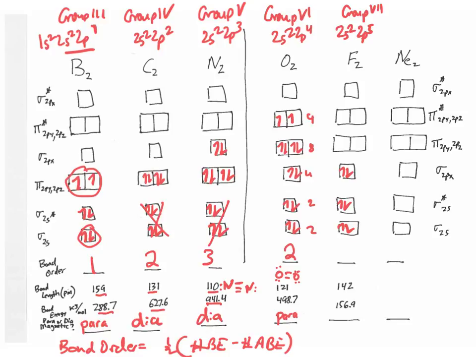So we put in 2, 4, 6. We got to get up to 14. So watch these as they go in. They'll go in unpaired first, according to Hund's rule, and then they'll pair up. So we put in 2, 4, 6, 7, 8, 9, 10, 11, 12, 13, 14.